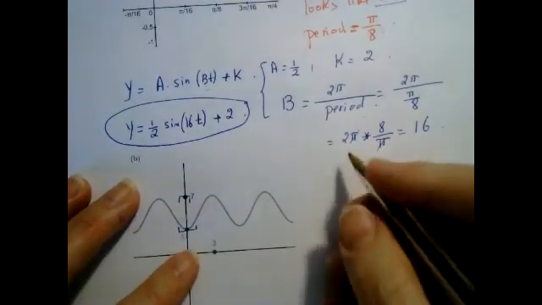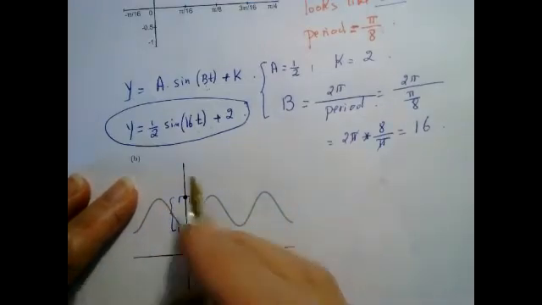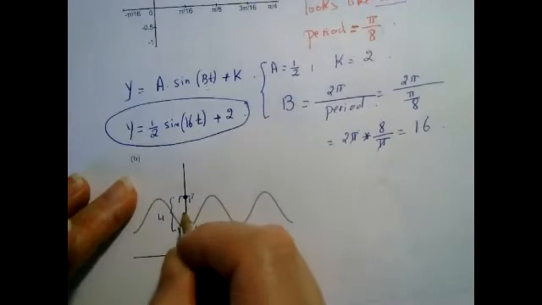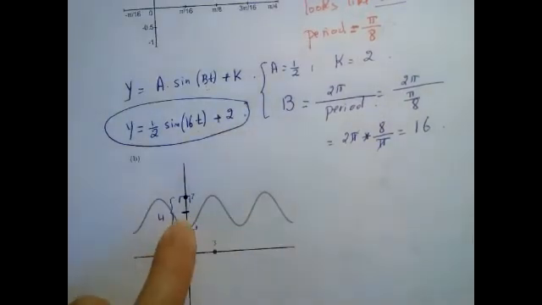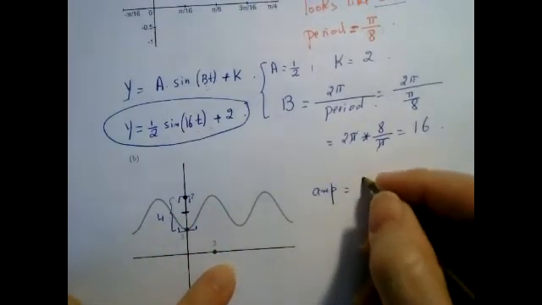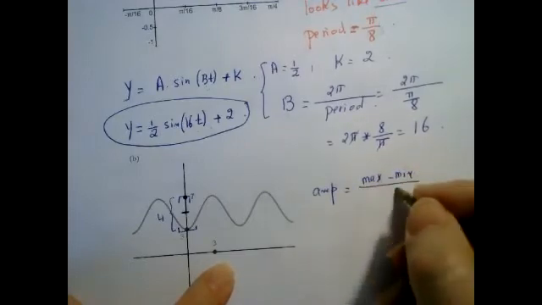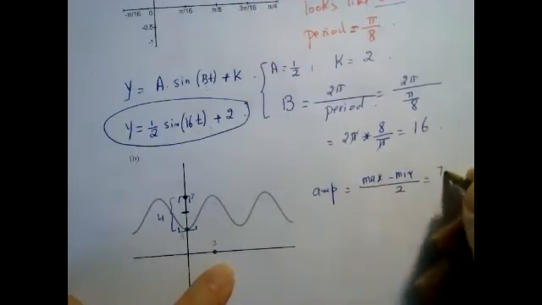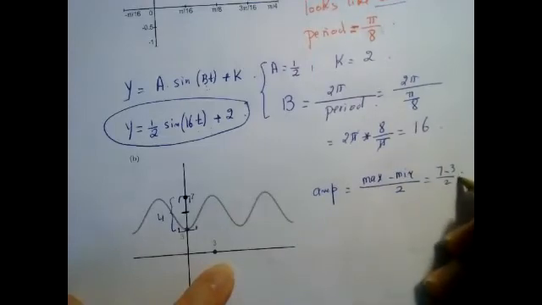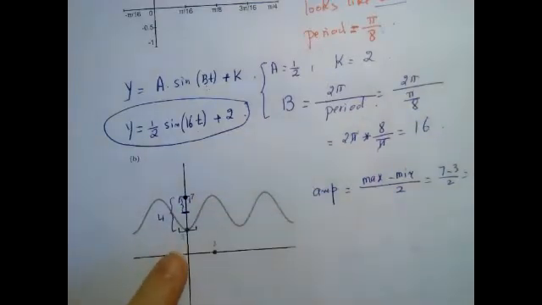I need the amplitude. So from here to here, I have a 4. The amplitude is half. A lot of students also told me the amplitude is 4. So the amplitude is max minus min divided by 2. 7 minus 3 divided by 2. This is equal to 2. That's the amplitude from here to here.